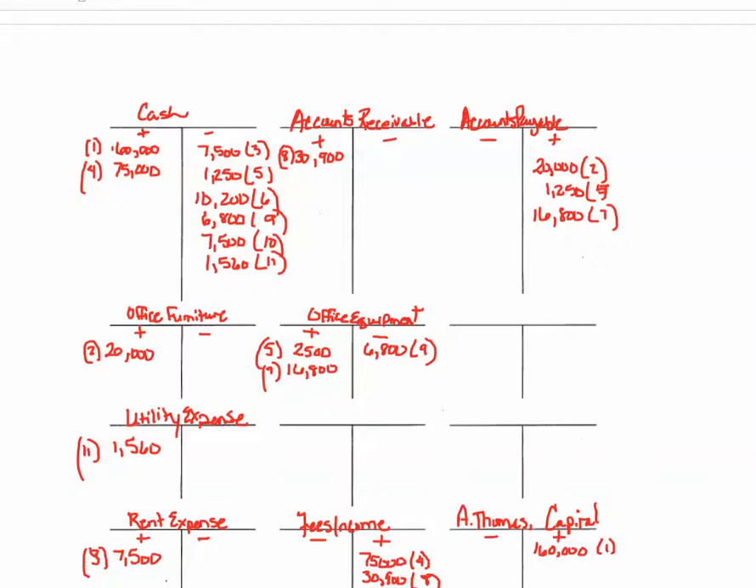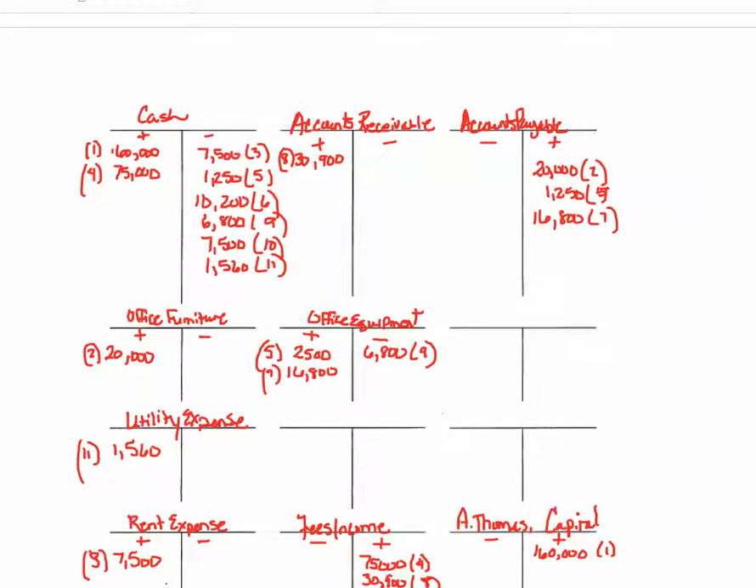So recall our accounting equation. Assets equals liabilities plus owner's equity. Okay, owner's equity, if you want to define that further, is the capital account, the drawing account, the revenue, and the expenses.